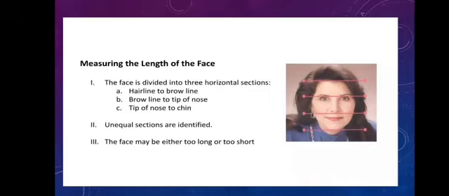Second is measuring the length of the face. The face is divided into 3 horizontal sections. That is, the first one is hairline to the brow line. Second one is brow line to the tip of the nose. Third one is tip of the nose to the chin. Unequal sections are identified. The face may be either too long or too short.